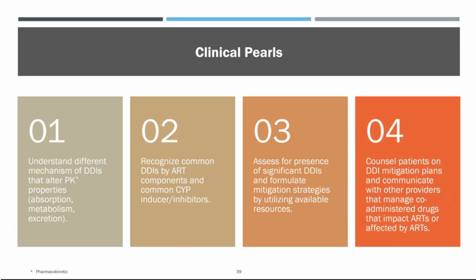And lastly, and the most important, make sure to counsel your patients about the drug interaction mitigation plan and be able to communicate with other providers that manage other interacting medications. So for example, if you're not the one managing their bupropion, make sure to let the psychiatrist know about the existing interactions with the bupropion so they can take appropriate action on whether to increase or decrease their bupropion dose if necessary.